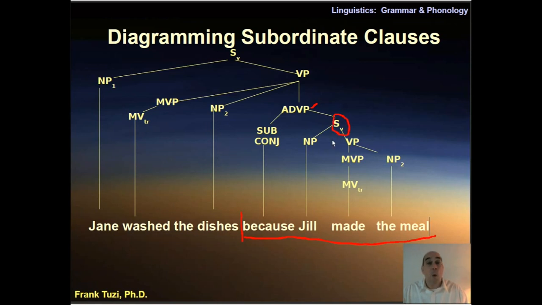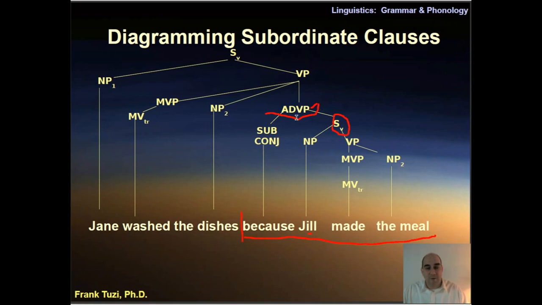Okay. Why do I put another sentence? Because it's a subject verb. I've got a subject, bing. I've got a verb, bing. So I'm going to have a noun phrase, and I'm going to have a verb phrase. But all of this has to fit under the adverbial phrase. I hope you understand that.